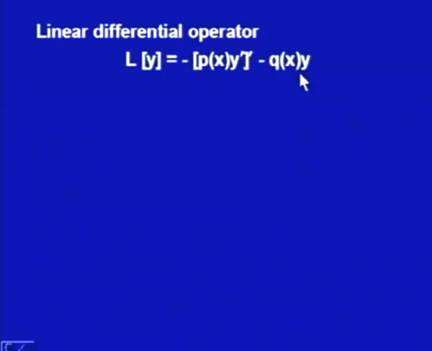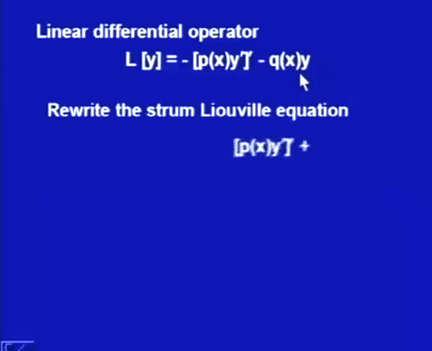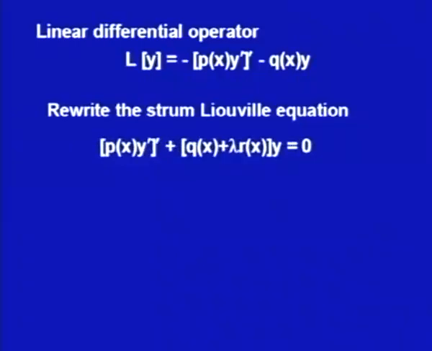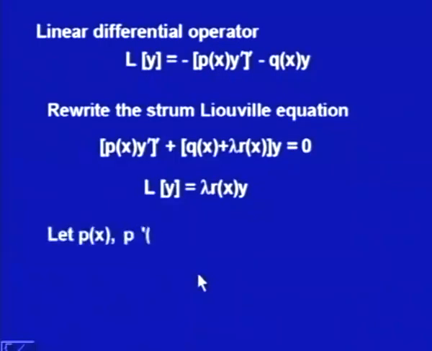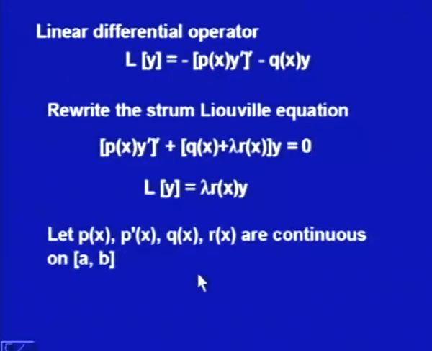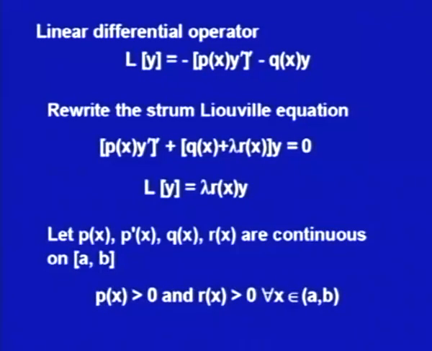Now, we can rewrite the Sturm Liouville differential equation (p(x)y')' plus (q(x) plus lambda r(x))y equals 0 in terms of this linear differential operator as Ly equals lambda r(x) times y. Now, let us assume that these coefficients p(x), q(x), r(x) are all continuous, as well as p'(x), on the whole interval [a, b] on which this differential equation is being defined. Moreover, we would be assuming that p(x) and r(x) are positive on the whole interval, that is for all x belonging to [a, b].